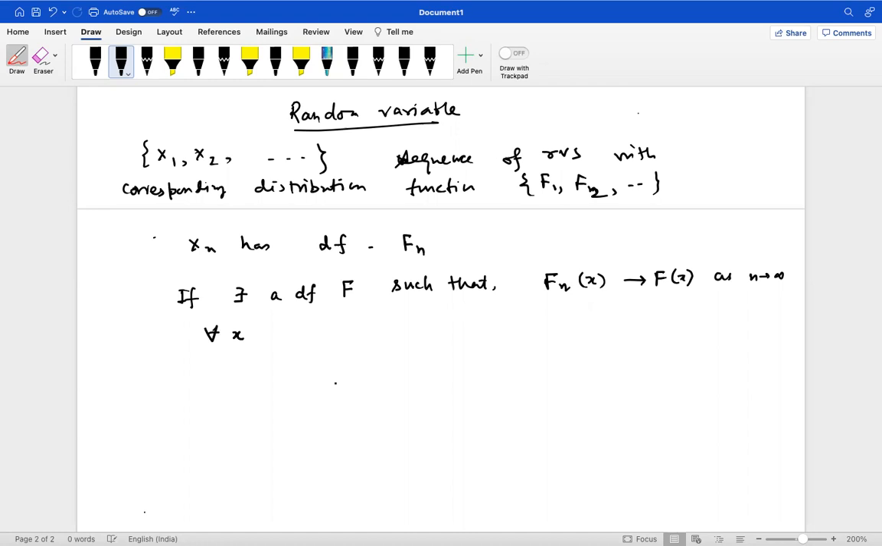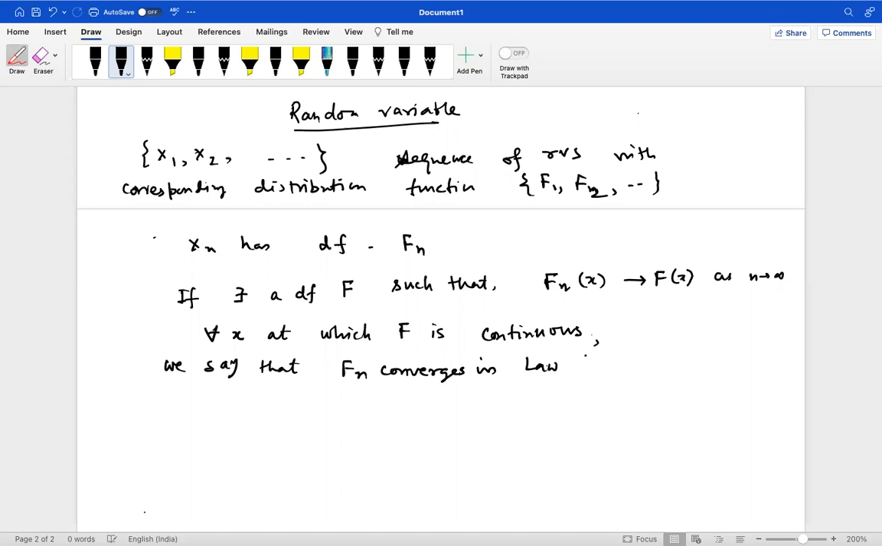It is not for all x, just for all x at which f is continuous, the points of continuity. If there is a function f such that fn(x) tends to f(x) as n tends to infinity for all x at which f is continuous, in that case it is just a pointwise convergence. In this case, we say that fn converges in law or in distribution. Sometimes distribution is called law, or called weak convergence, weakly converge.